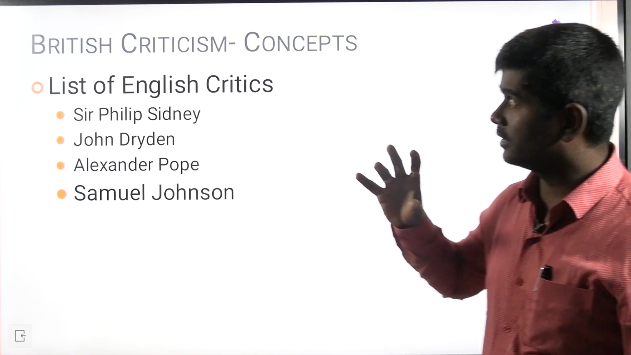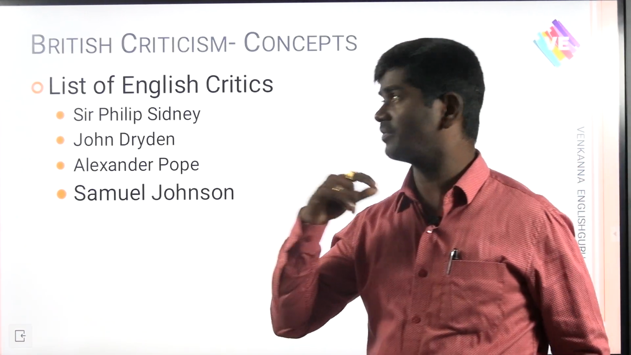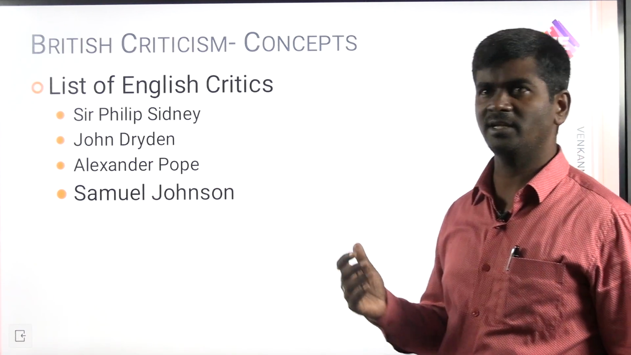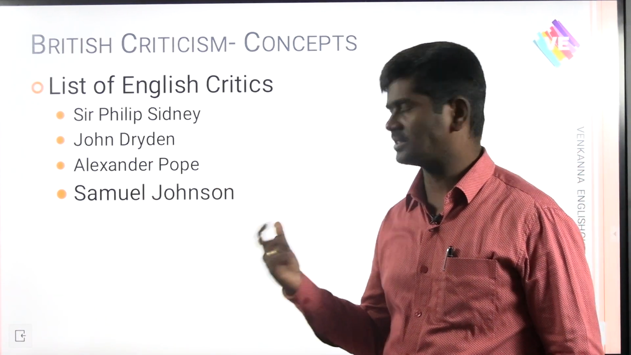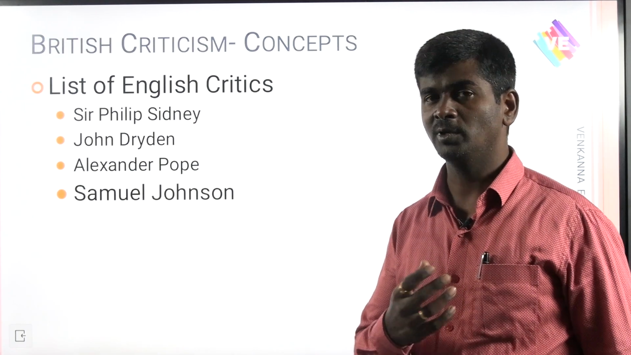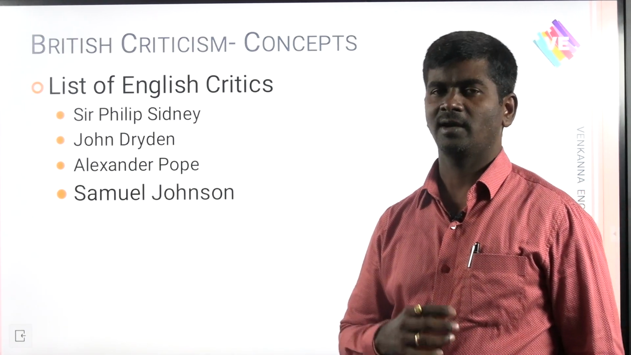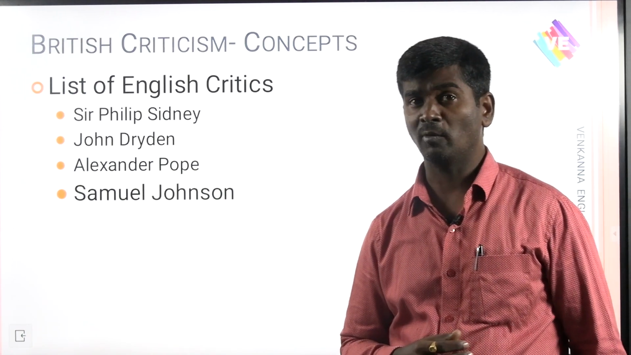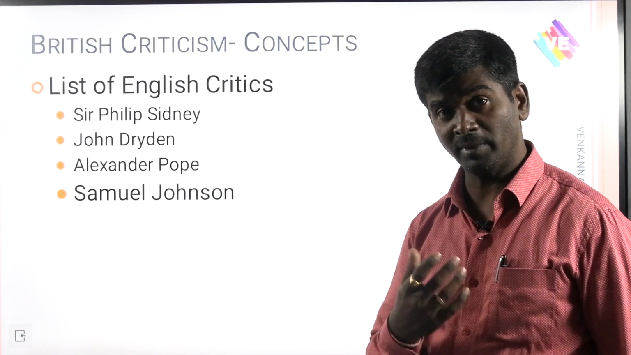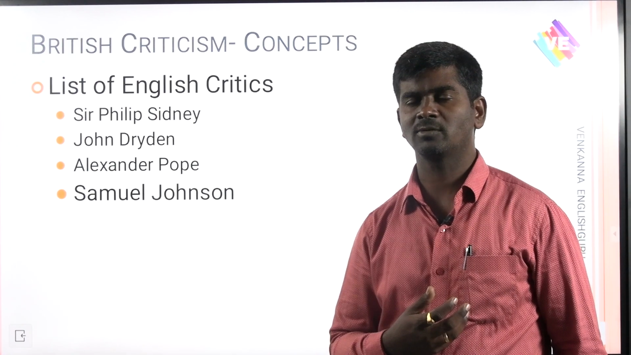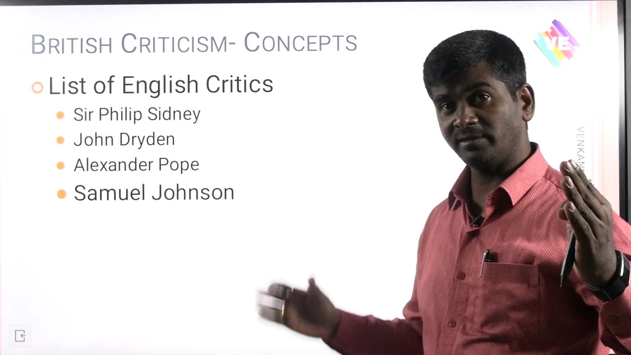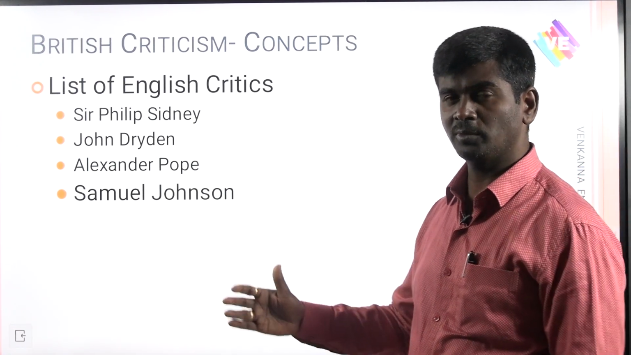Next, English criticism and concepts, a list of English writers like Sir Philip Sidney, John Dryden, Alexander Pope, Samuel Johnson. Samuel Johnson, my friends, you need to read Lives of the English Poets and Life of Abraham Cowley. Very, very important, where he coined the term metaphysical poets, and discusses different poets and their characteristics from Chaucer to Thomas Gray.